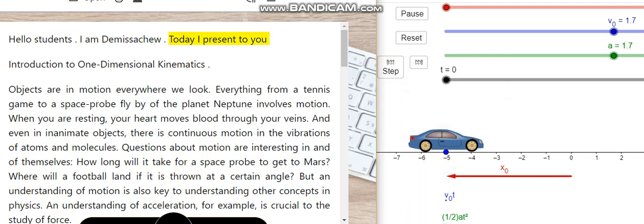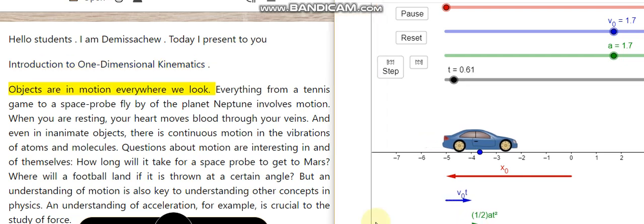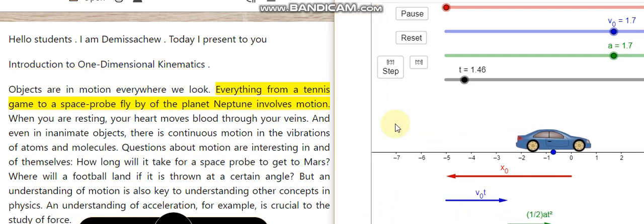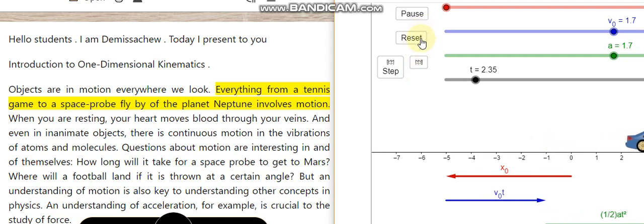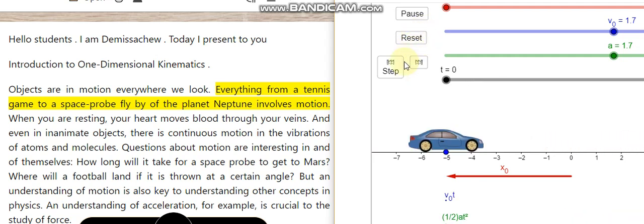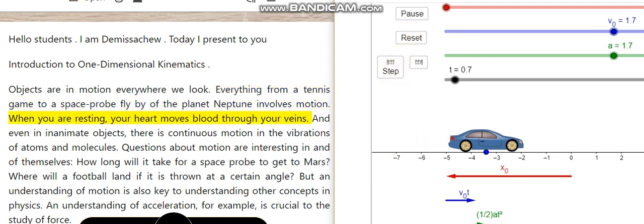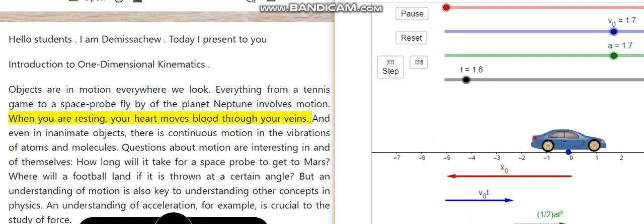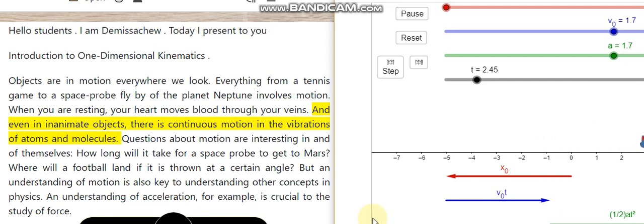Today I present to you Introduction to One-Dimensional Kinematics. Objects are in motion everywhere we look. Everything from a tennis game to a space probe fly-by of the planet Neptune involves motion. When you are resting, your heart moves blood through your veins. And even in inanimate objects, there is continuous motion in the vibrations of atoms and molecules.